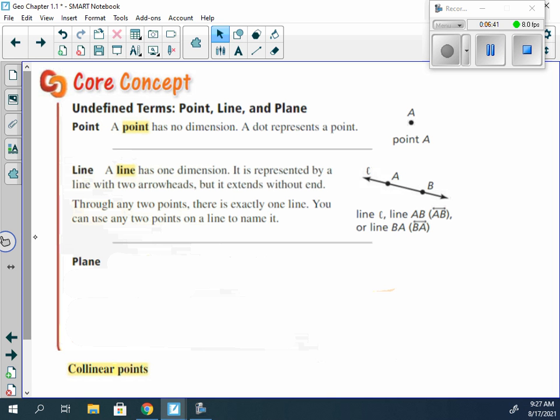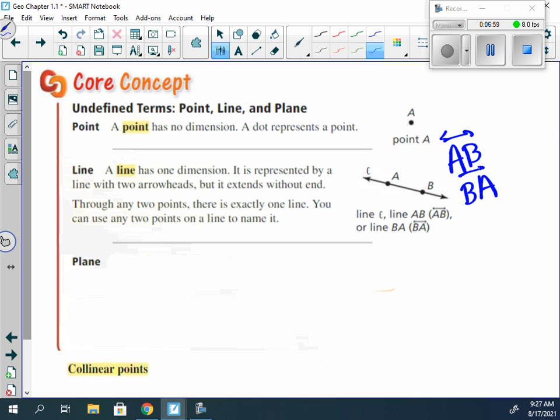So, through any 2 points, we can make a line. Now, any 2 points on a line, we can use to name the line. So for this here, if I were to name it, we can name it line AB or BA. Order doesn't matter with naming lines.